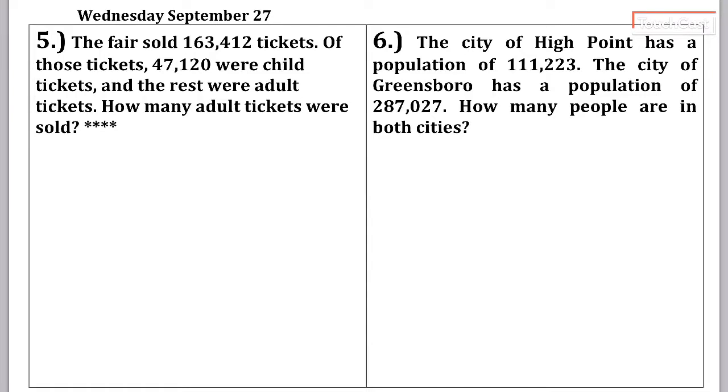Alright, Mr. Parson here, ready to get us started on our next problem, which is number 5 from the Wednesday's homework. It's a word problem, and we know with our word problems we like to take our time and make sure we're comprehending what the problem is asking. So let's read it. The fair sold 163,412 tickets. Of those tickets sold, 47,120 tickets were child tickets. The rest were adult tickets. How many adult tickets were sold? I'm going to go ahead and underline how many. This is going to help me realize if I need to add or subtract. After reading it and comprehending it, I know I need to subtract because I'm trying to find the difference.